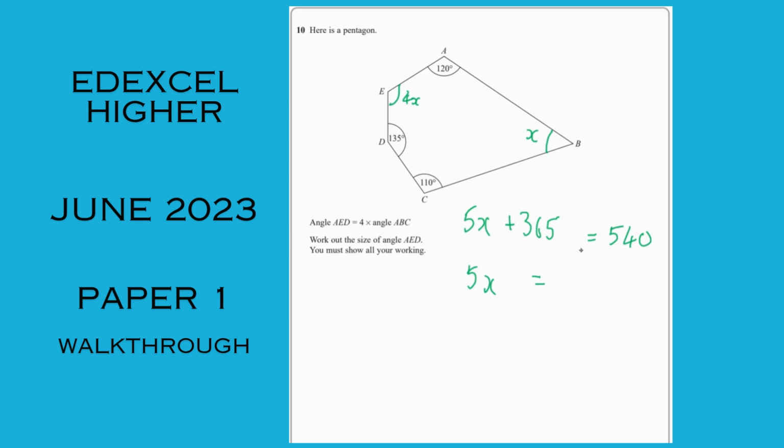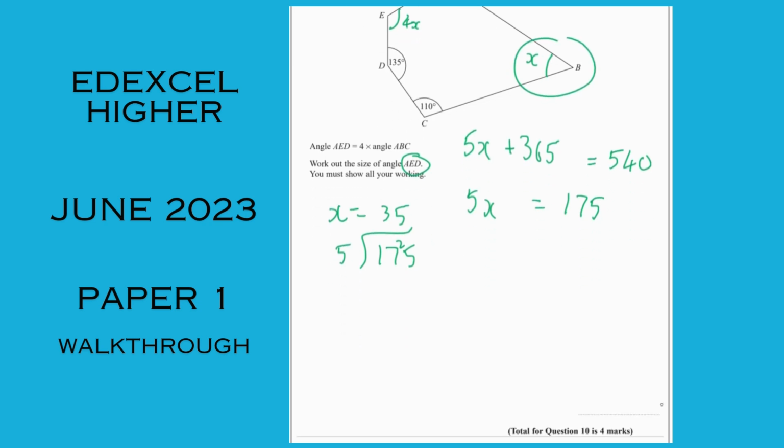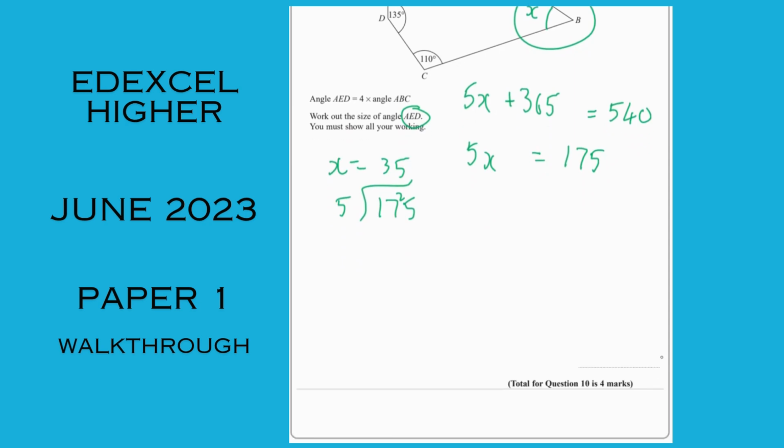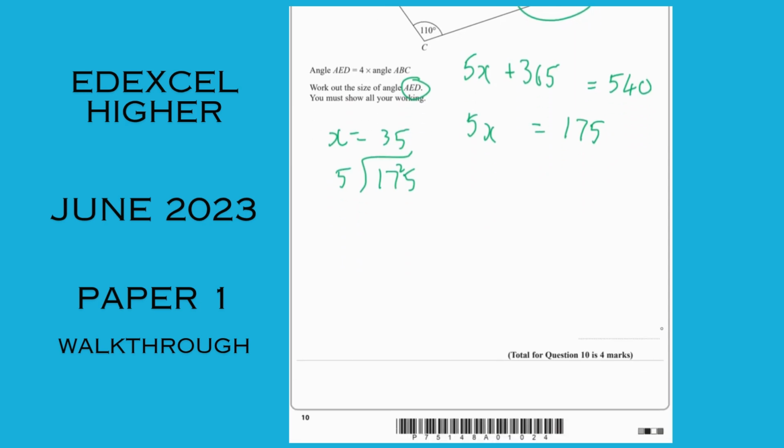If we take away 365 from both sides, we get 175 left. 175 divided by 5, 3 5s are 15. So x is 35, but be careful, it doesn't want x, it wants AED. So we need to do 35 times 4, double it and double it to 70. So 140.